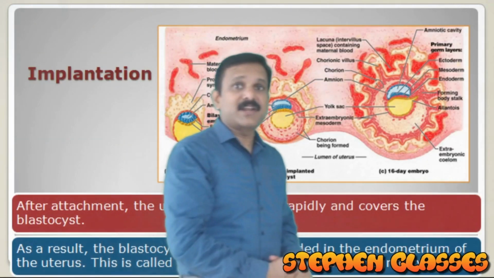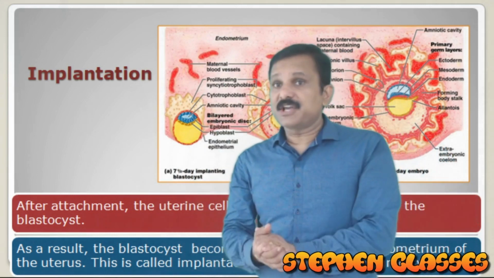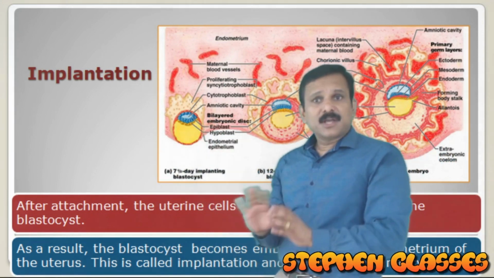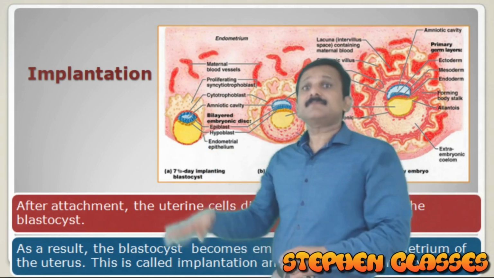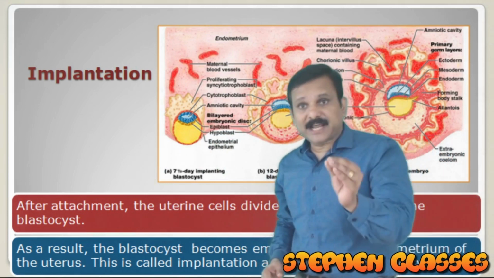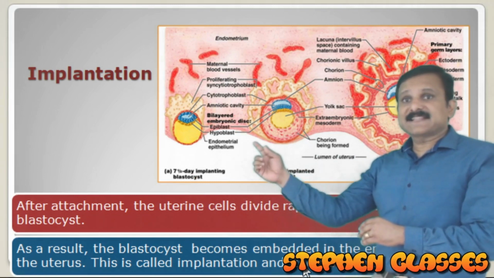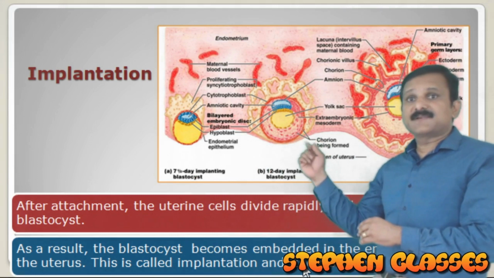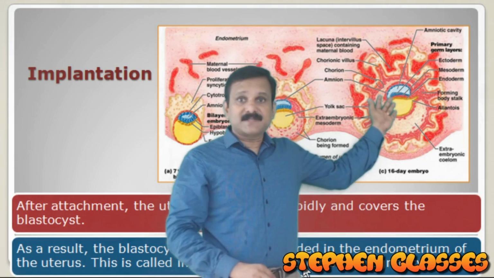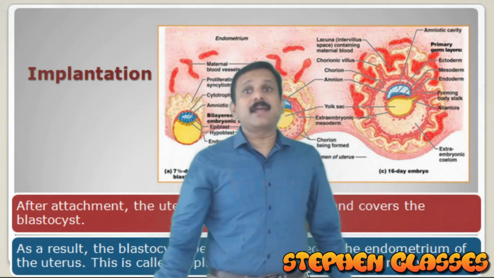So we have the implantation now. What is implantation? Implantation is not merely attachment of the embryo to the uterine wall. Suppose this is the blastula. When the blastula attaches, you cannot merely call it implantation. After attachment, the uterine cells will divide and cover the blastocyst. You can see it over here. The uterine cells divide and cover the blastocyst, and finally the blastocyst becomes embedded within the uterus. This is what is called implantation.